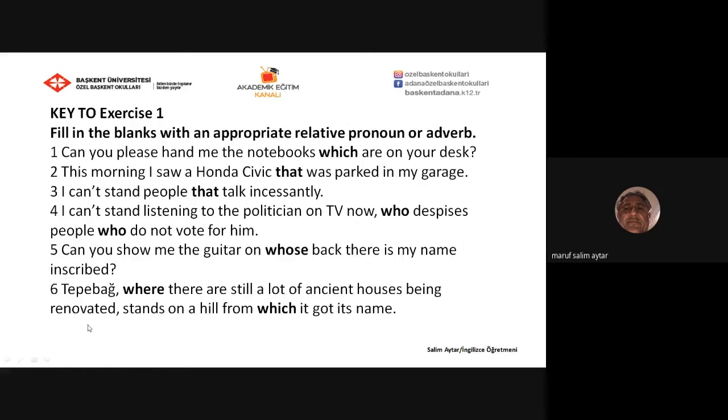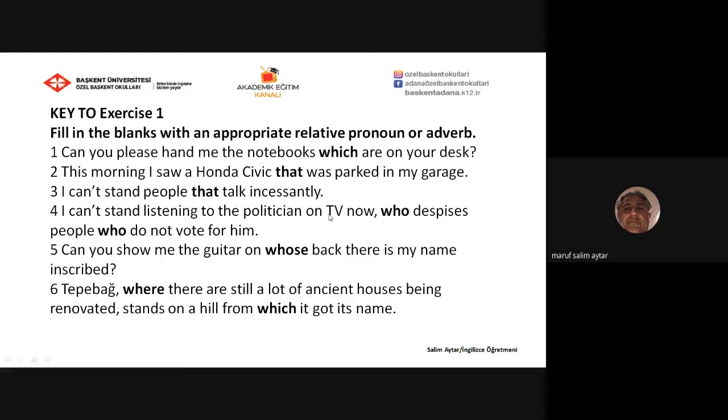Okay, here you have got the key. Can you please hand me the notebooks which are on your desk? Instead of which, of course, you can use that as well. Mind you, there's no comma here. This morning, I saw a Honda Civic that was parked in my garage. I can't stand people that talk incessantly. Who talk incessantly? I can't stand listening to the politician on TV now.